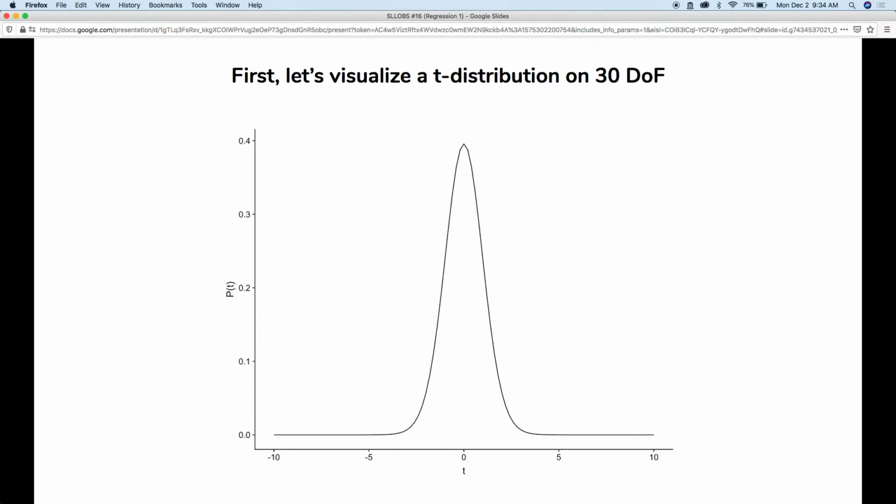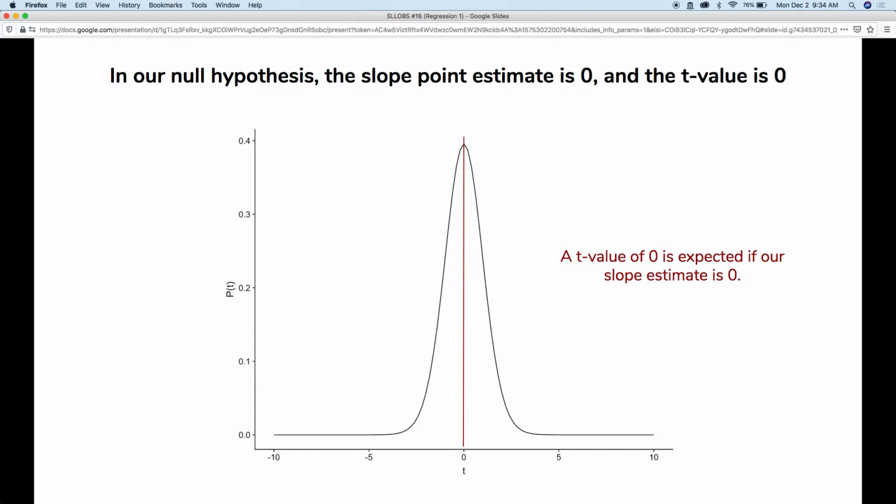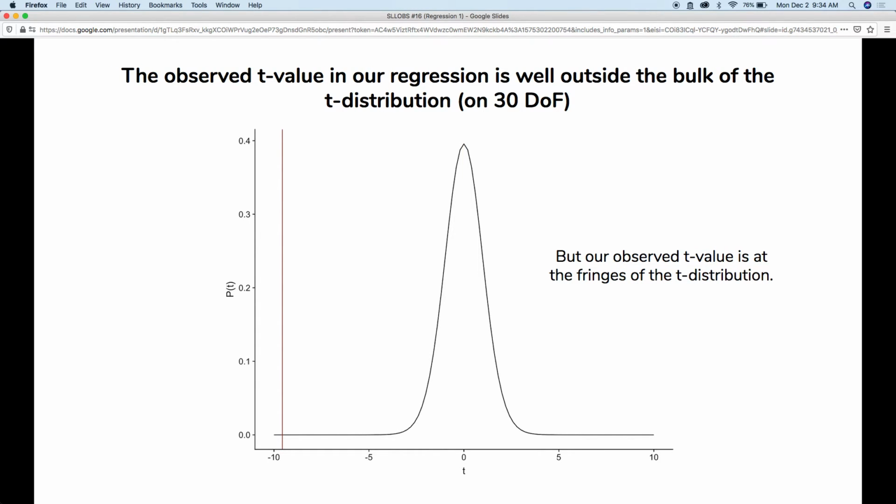But you can imagine that in our null hypothesis, the t value is 0, our slope is 0, and this is where our t value would be. But in our actual regression analysis, we calculated a t value of negative 9.5, which is way, way out on the fringes of our t distribution. And what this means is that the t value that we have observed in our regression is much more extreme than you would expect by chance alone, given 30 degrees of freedom.